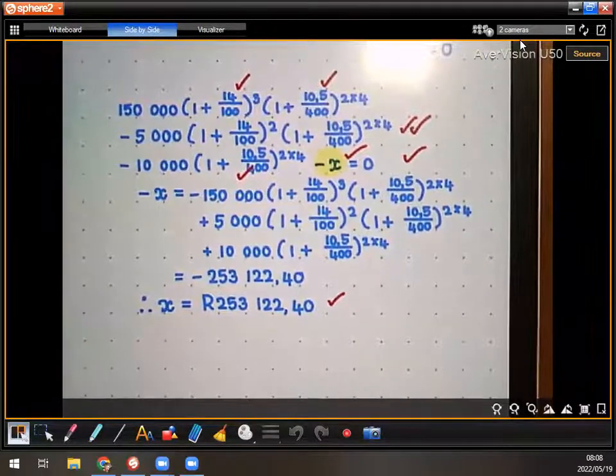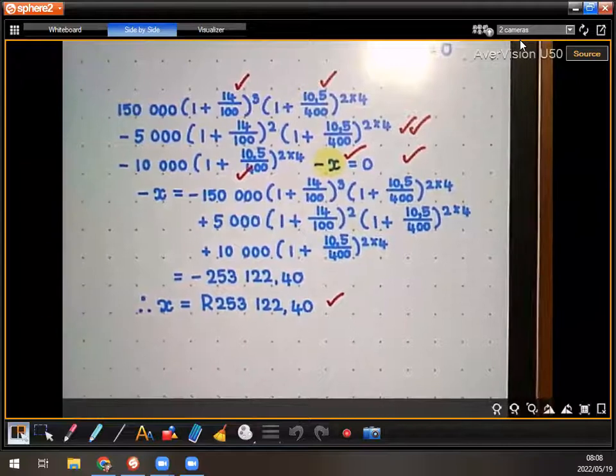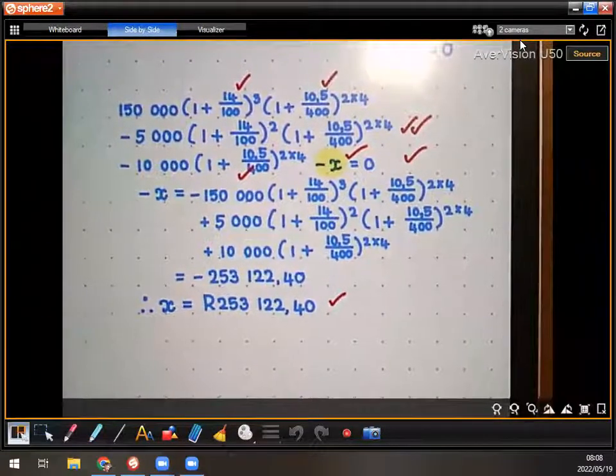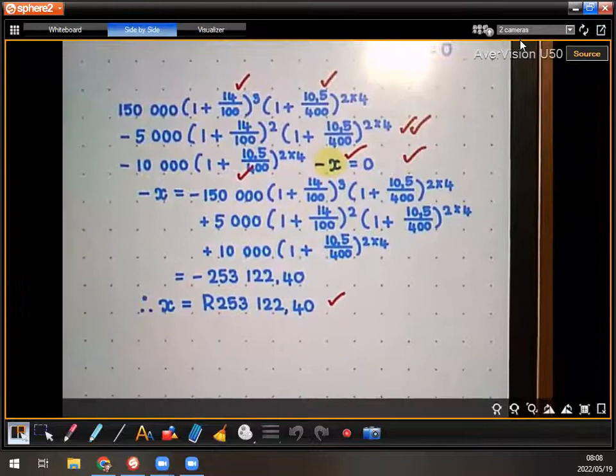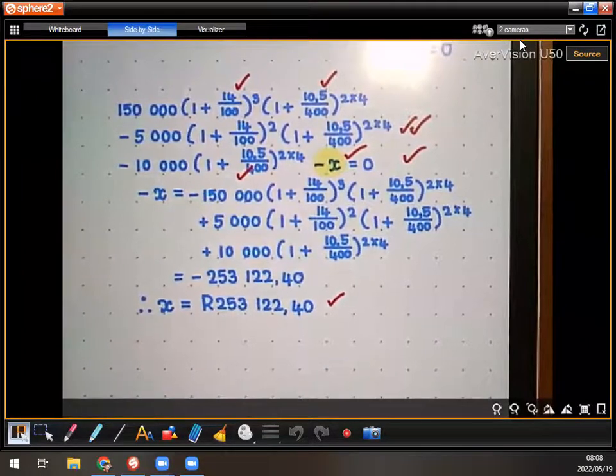Because if we're marking this question, it's a calculator. If you've made a mistake, you calculate what the answer would be with your mistake. It takes ages, but we do it. Right, any questions on this one? Yes.